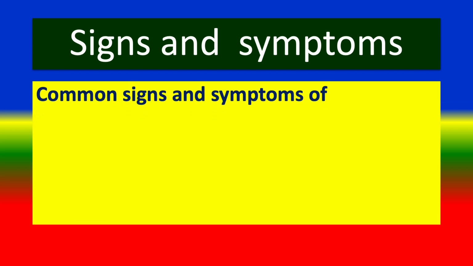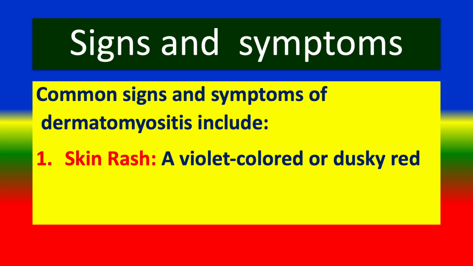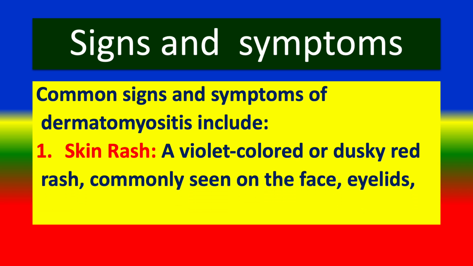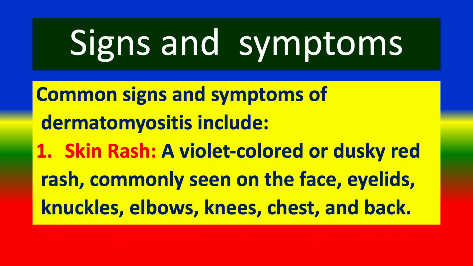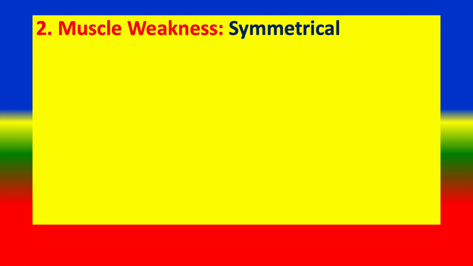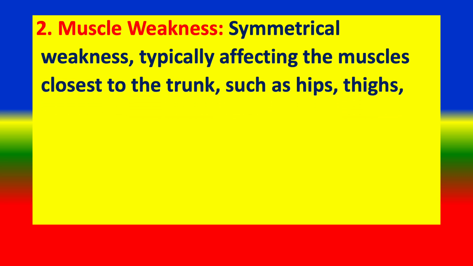Signs and symptoms. Common signs and symptoms of dermatomyositis include: 1. Skin rash. A violet colored dusky red rash commonly seen on the face, eyelids, elbows, knees, chest, and back. 2. Muscle weakness. Symmetrical weakness typically affecting the muscles closer to the trunk, such as hips, thighs, shoulders and neck.